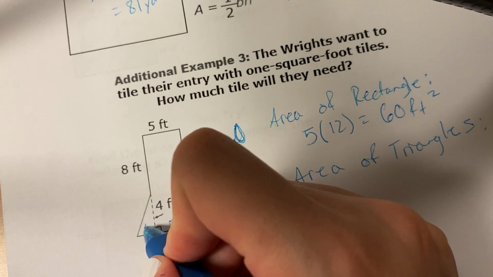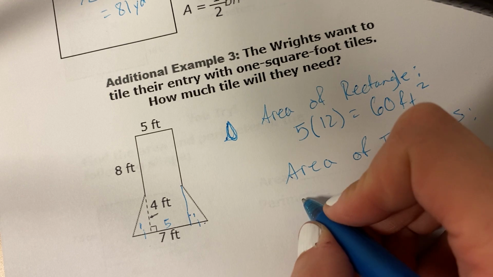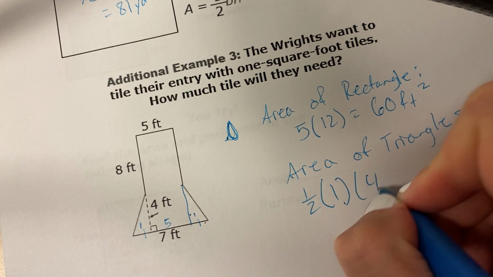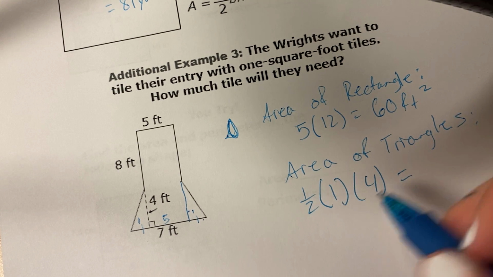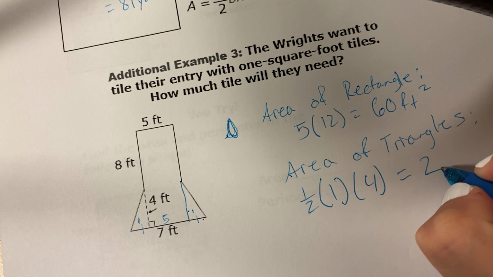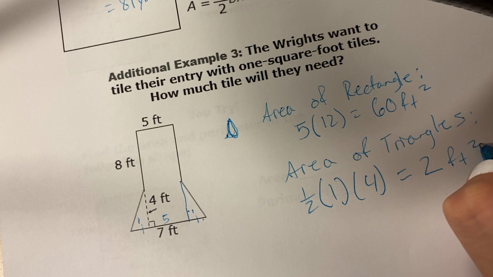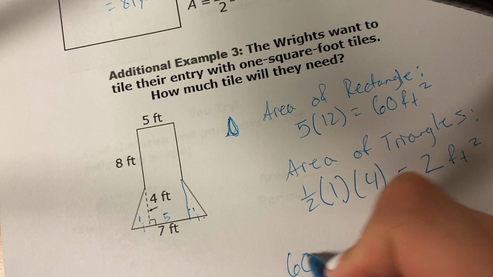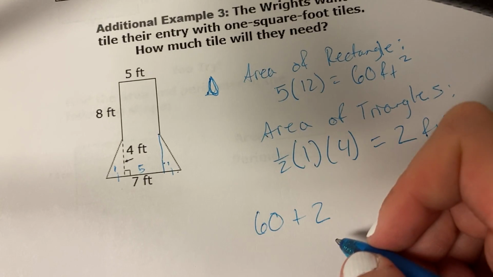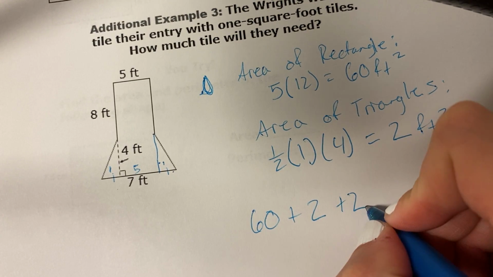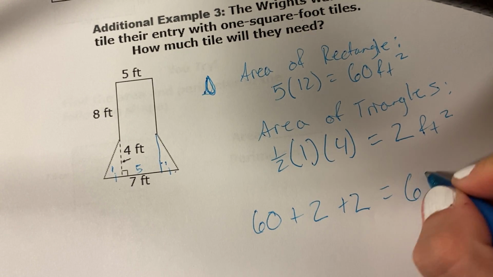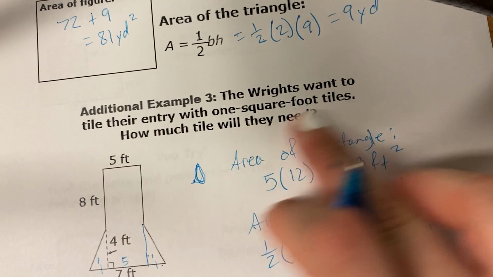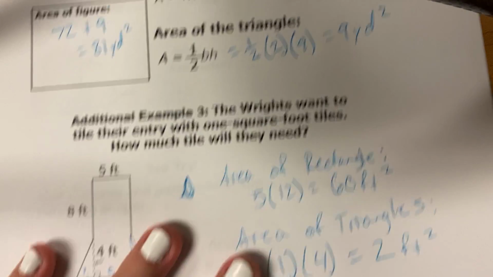So we know we have 1 is my base, so 1/2 my base, which is 1, times my height, which is 4, so that is 2 feet squared. But we have 2 of those, so we're putting it all together. We have our rectangle plus one of our triangles plus another one of our triangles, so 64 feet squared is how much square footage the Wrights are going to need.